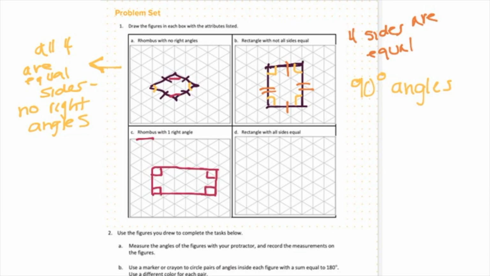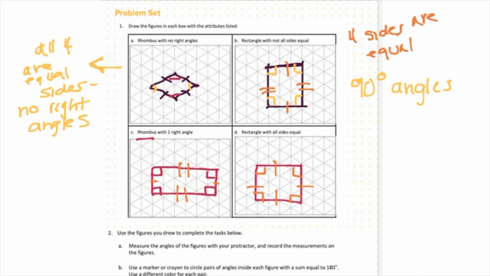Then we have a rectangle with all the sides equal. Well, if all of the sides are equal, you're going to realize that that is a square. Make sure you mark the 90-degree angles. Make sure you mark the lengths and how they are equal.